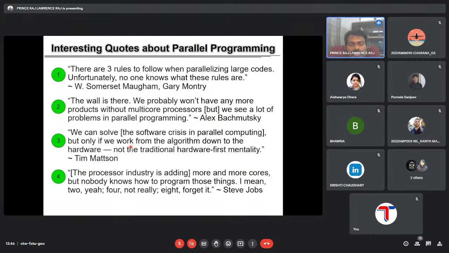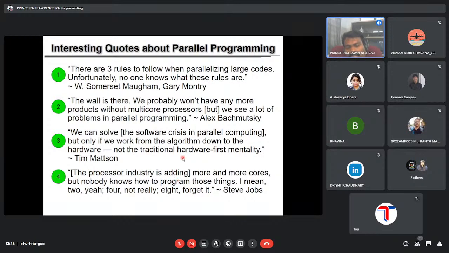Now, here are some interesting quotes. People have talked about parallel programming, so you can read some quotes by very famous people in the field of computation. For example, even Steve Jobs once said the processing industry is adding more cores. You can see many cores and many processors are being added; mobiles now come with 4 processors, 6 processors. He said that, for mobiles and laptops, more cores: nobody knows how to program those things. I mean, 2, yeah; 4, not really; 8, forget about it. Which means it's complicated.